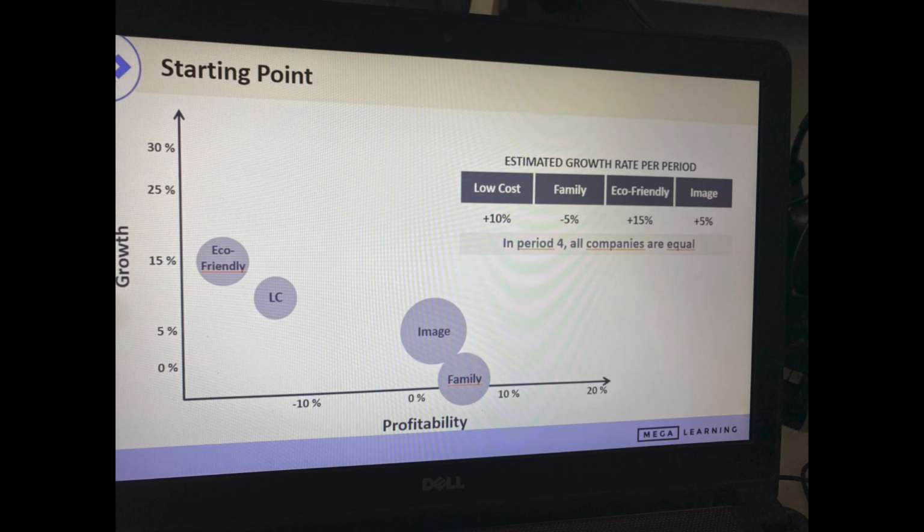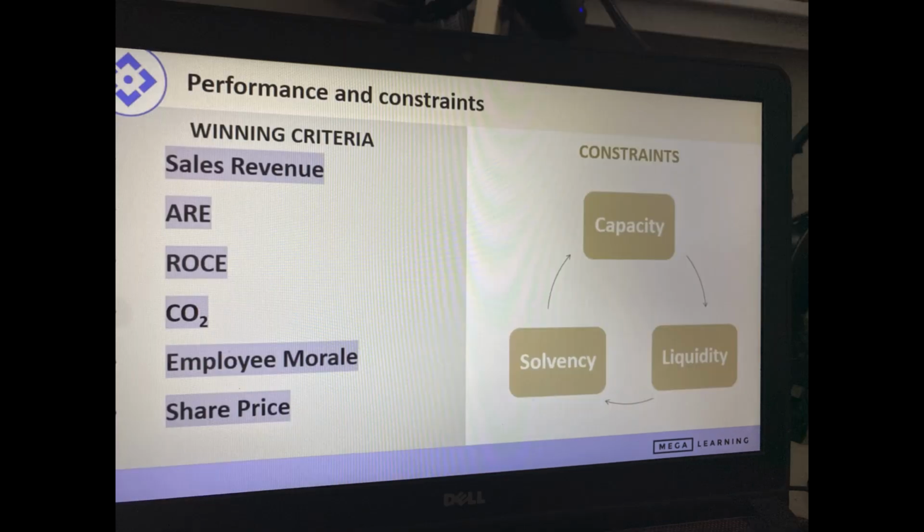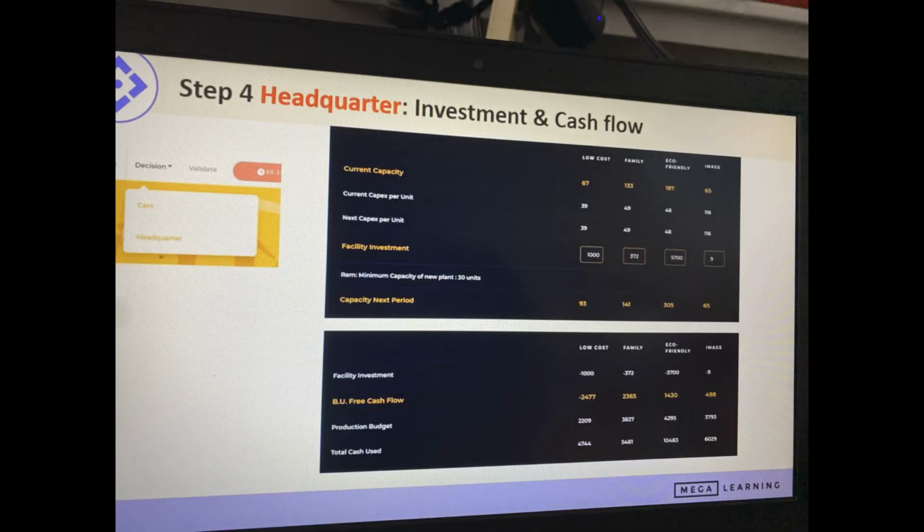We're underwater, and all 5 teams are going to have to bring it out into the clear air. So we have to see where we want to go with each of those car lines, and then how each of them perform versus these constraints and winning criteria, which are all financial, other than employee morale and CO2 emissions, which are for the planet and the next generation.